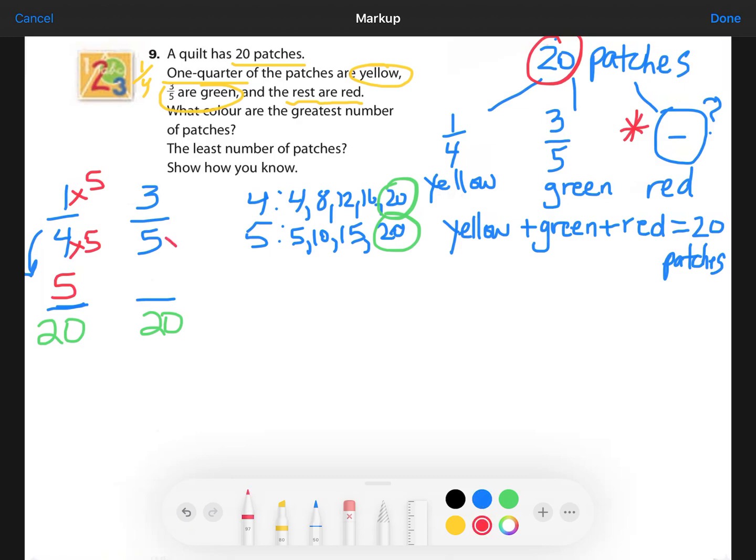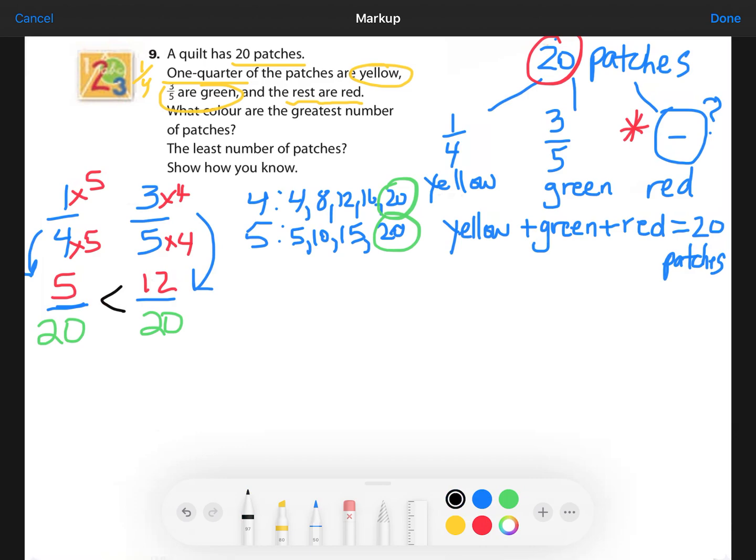Okay, now I need to ask myself, what number do I multiply times 5 to get 20? And of course the answer is 4. And if I multiply the denominator by 4, I must multiply the numerator by 4. So then it becomes 12 over 20. So 3/5 is equivalent to 12 over 20. Now I can compare them. 5 over 20, 5 twentieths is definitely less than 12 twentieths.